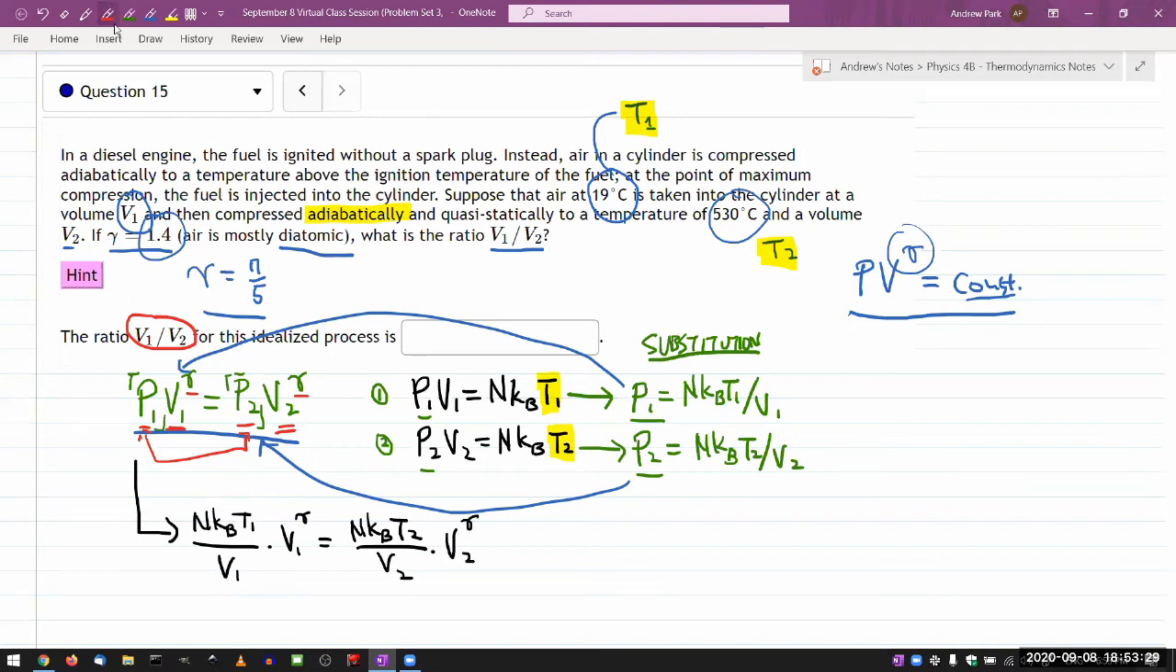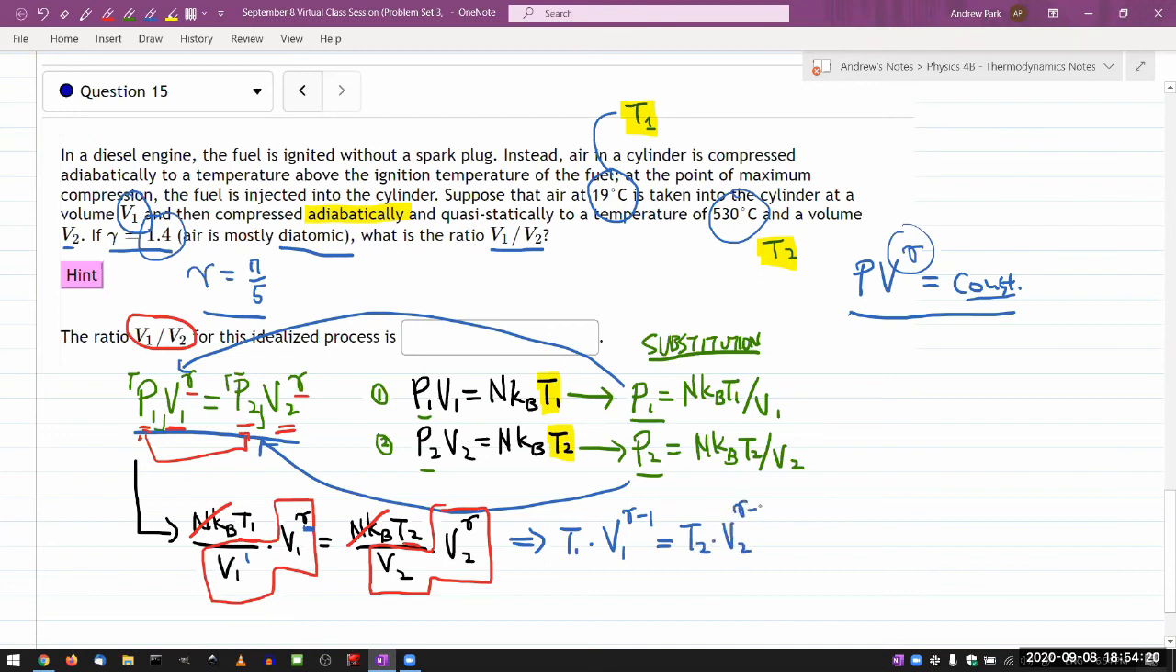So I get one of the things I was hoping for, which is that the n's cancel out, so I never needed to know them. I do have T1 and T2, but those are my known numbers, so I can plug those in. And before I do further algebra, it is good to simplify these. That'll help me solve for the ratio V1 over V2. Simplifying that, I get T1 times V1 raised to gamma minus 1, the exponent in the numerator minus the exponent in the denominator, is equal to T2 times V2 raised to gamma minus 1.